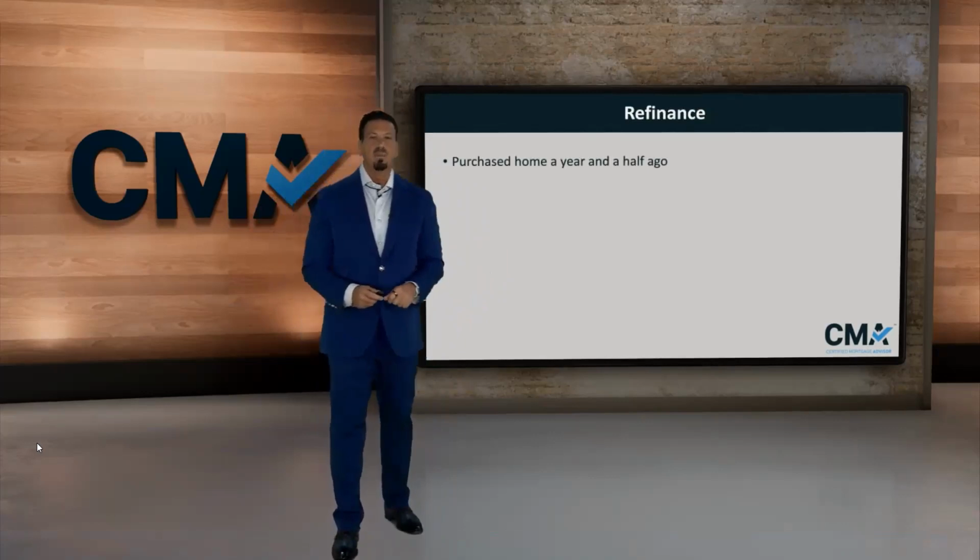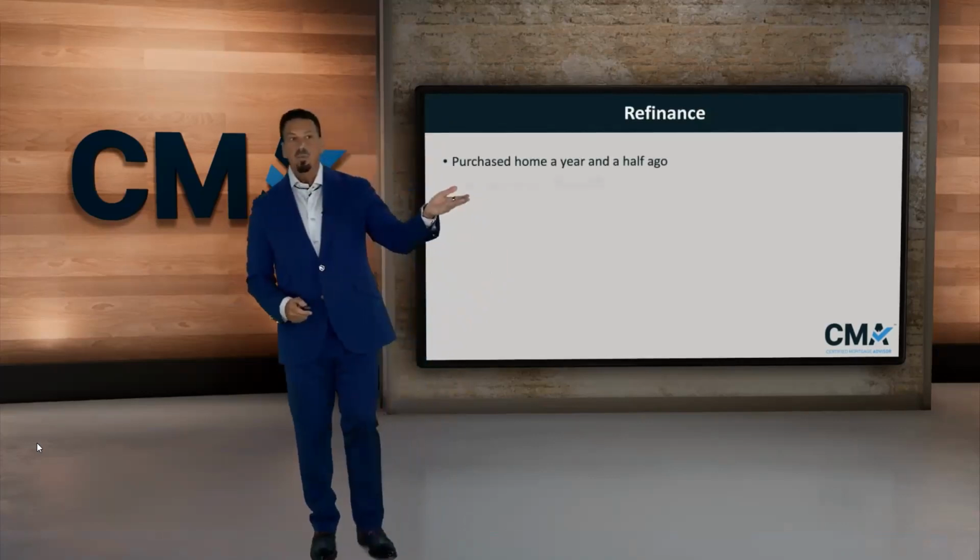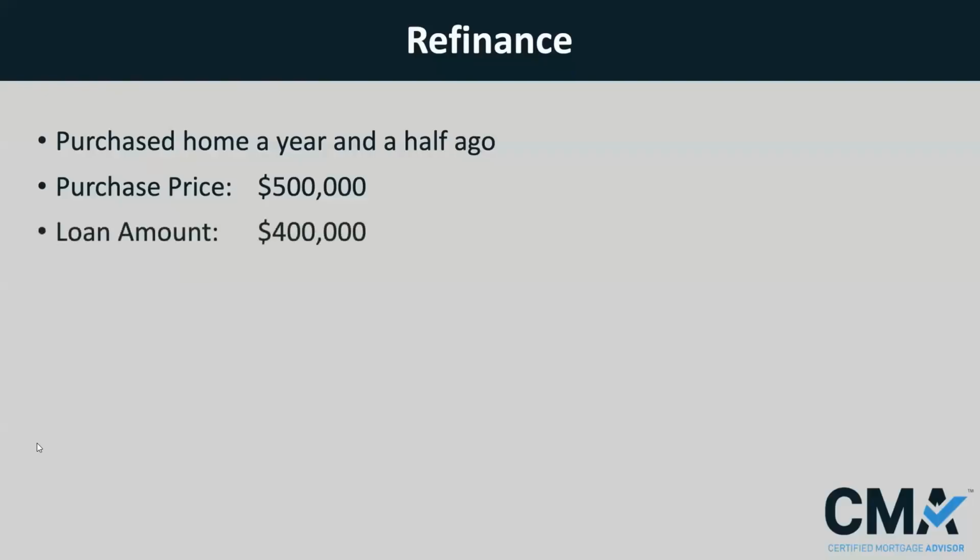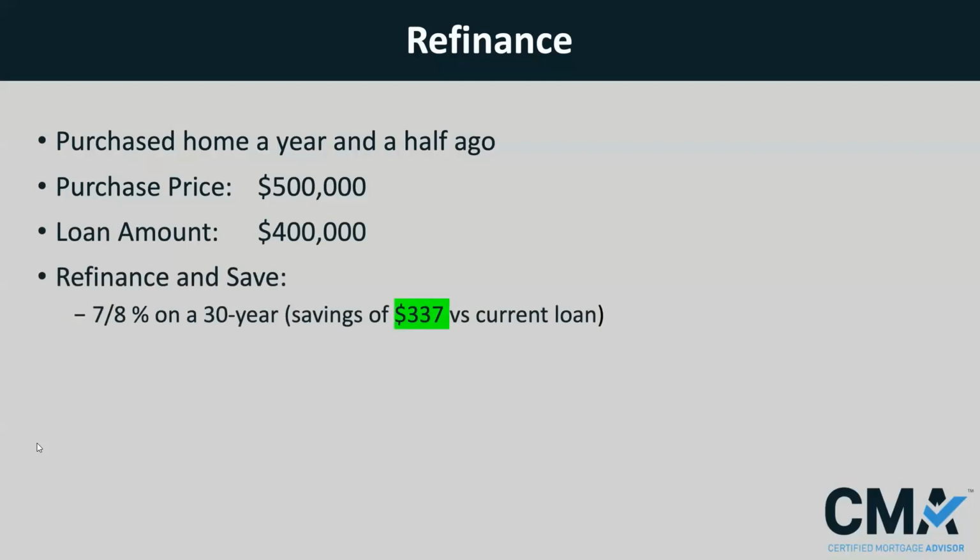Let's use an example, because I think that's the best way to go here. Let's say you have a customer who purchased a home a year and a half ago. The purchase price was $500,000. The loan amount was an 80% LTV at $400,000. And now because rates have gone down, they can refinance and save money. Heck, they can refinance at 7 and 7/8% on a 30-year fixed, and that's going to save them $337 a month. They kind of like that deal. But what about a 15-year?